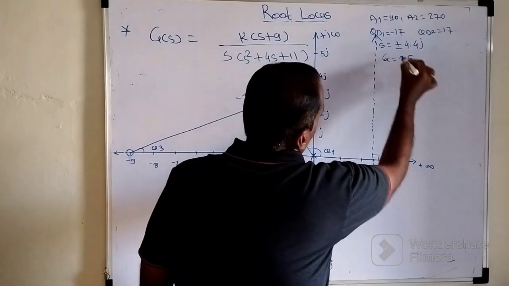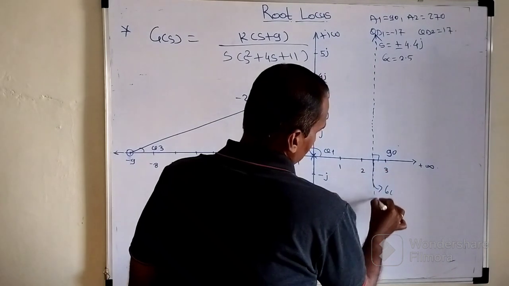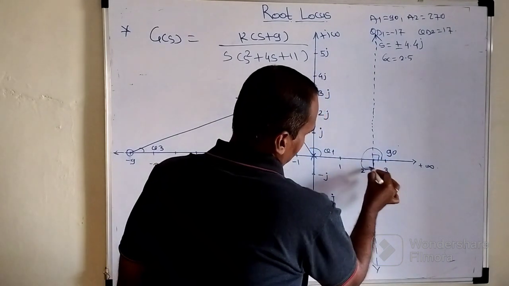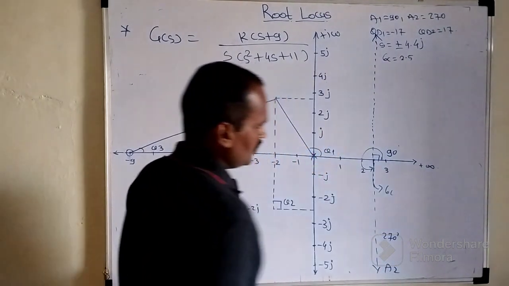this will be the first asymptote, this straight line whose angle is exactly equal to how much here? 90 degrees, and this will be what? The asymptote number 2, right? So this angle will be what? 270 degrees. This will be asymptote number 2.